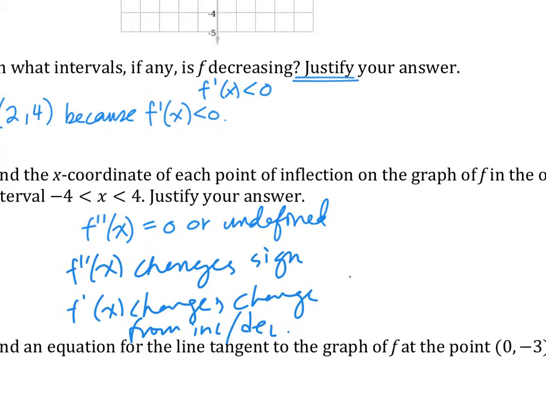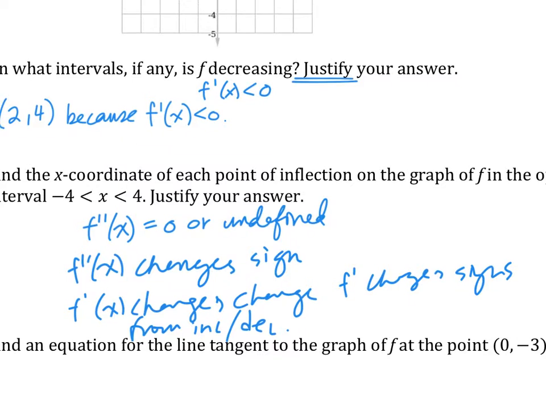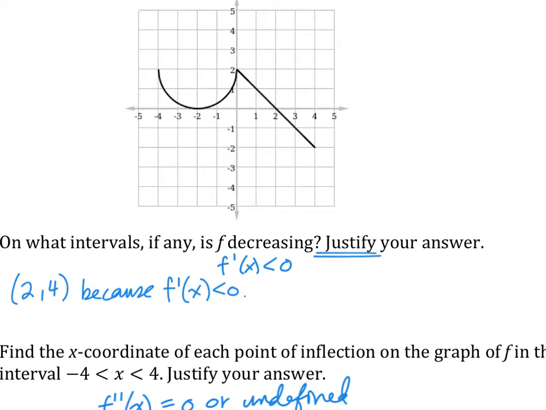A lot of people will say something like this: f prime changes signs. No, it doesn't change signs. F prime changing signs means that you have a critical point, not an inflection point. Does that make sense? If you're going to talk about f prime, you're going to talk about increasing, decreasing, meaning the direction change, not the sign change. When you say sign change, you mean from positive to negative. Okay, so they're also going to pick on that.